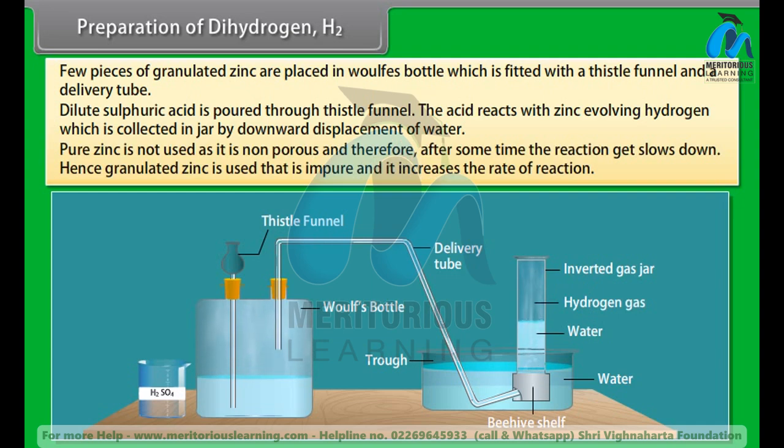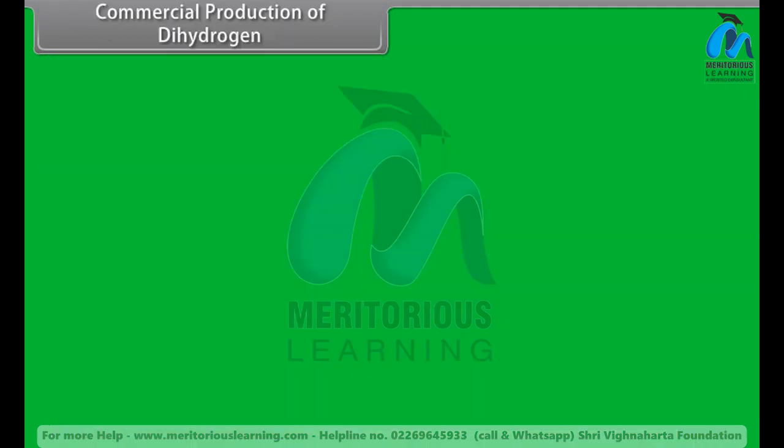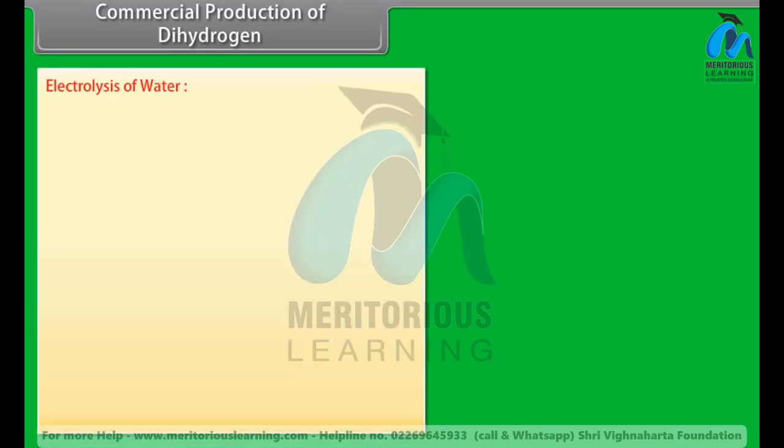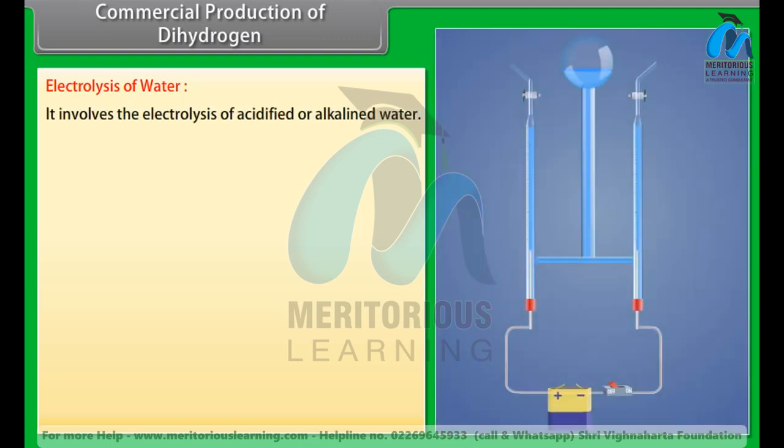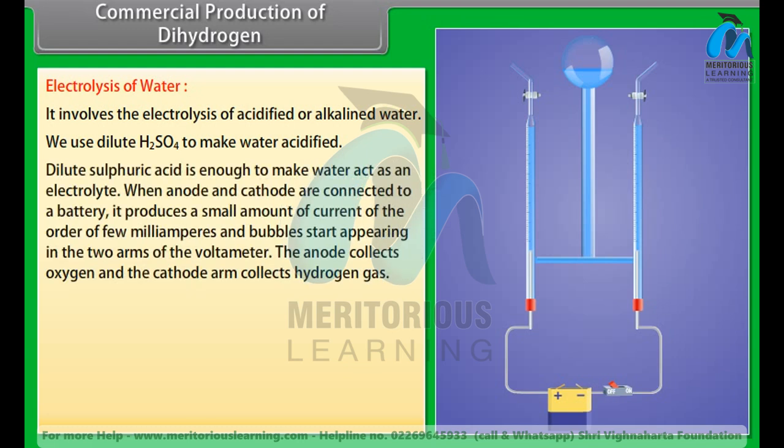Pure zinc is not used as it is non-porous and therefore, after some time, the reaction slows down. Hence, granulated zinc is used that is impure and it increases the rate of reaction. Commercial production of dihydrogen. Electrolysis of water. It involves the electrolysis of acidified or alkaline water. We use dilute H2SO4 to make water acidified. Dilute sulfuric acid is enough to make water act as an electrolyte.